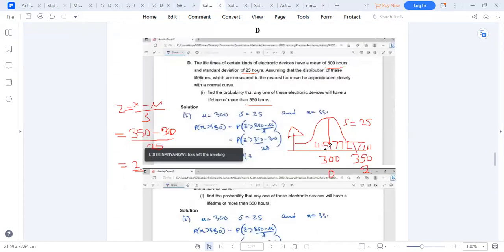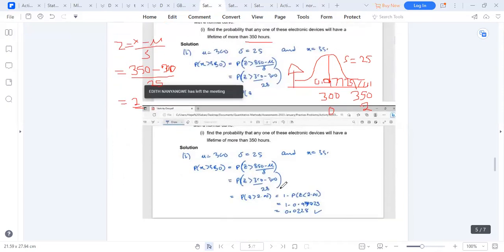Because this reading is just from here up to there, to get the remainder we subtract it from 1. So we're going to have 1 minus 0.97725, and we get 0.0228. That is the probability. Are we together?